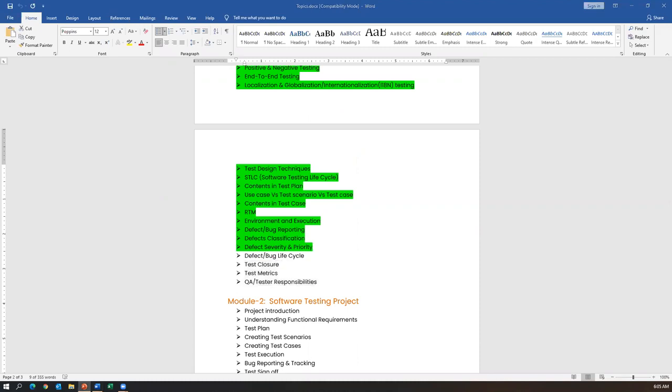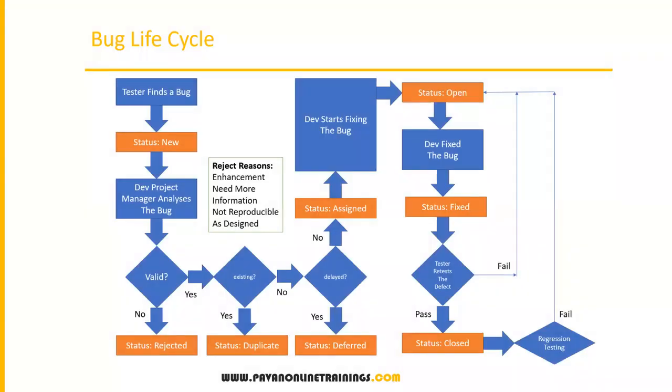What is defect life cycle? Defect life cycle basically says the state of the defect. Okay. So defect life cycle always says the state of the defect. In which state the defect is depends upon the situation. The state of the defect will be changed. We can also call it a defect life cycle or bug life cycle. Okay. So let us see what are the different states we have for bug life cycle.